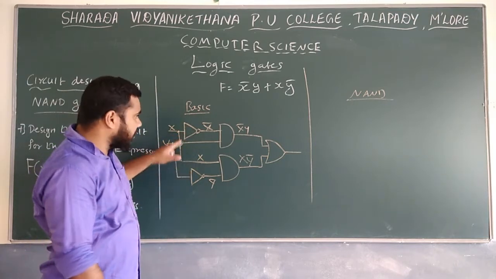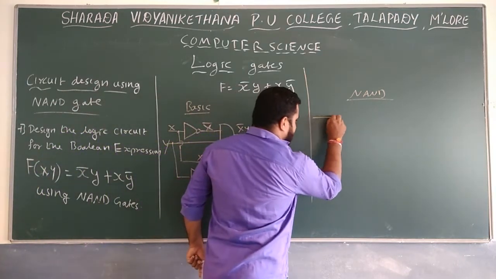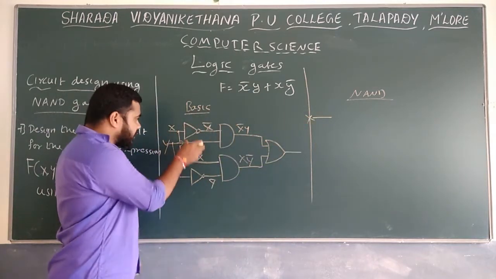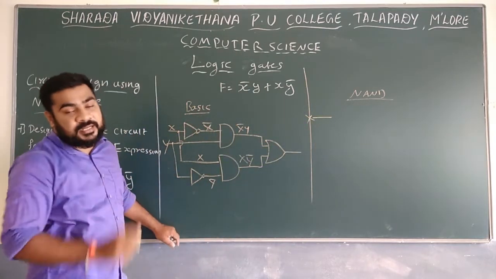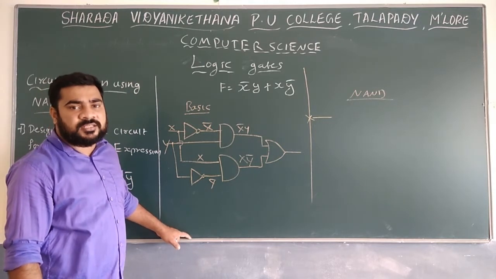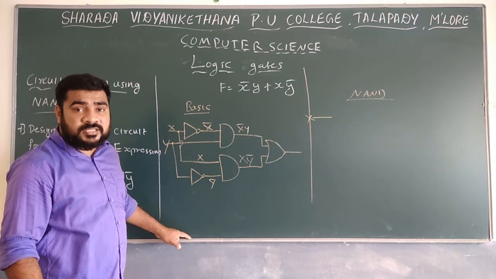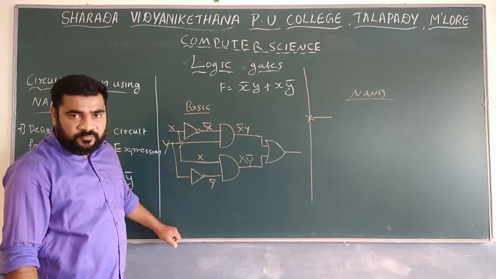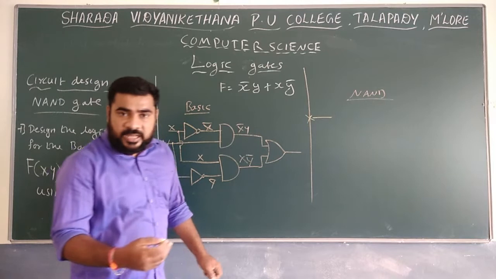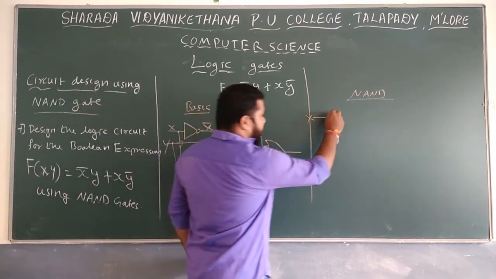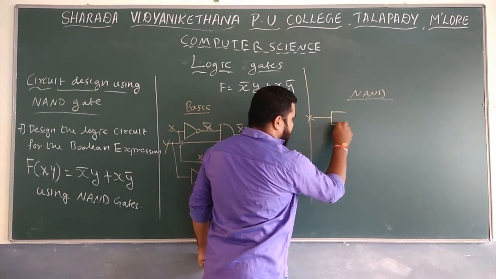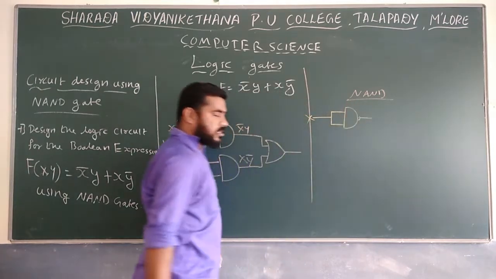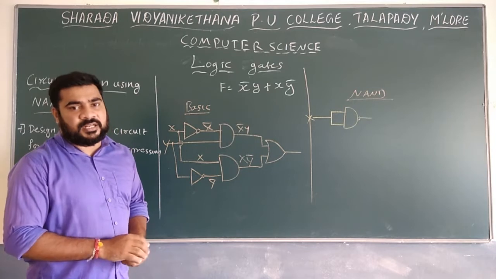First, the NOT gate is here. I take the first input as X. X is the input. First, which gate is there? A NOT gate is there. So how can we construct the NOT gate using a NAND gate? You can see the figure. So this is the construction of the NOT gate. After that, next step.